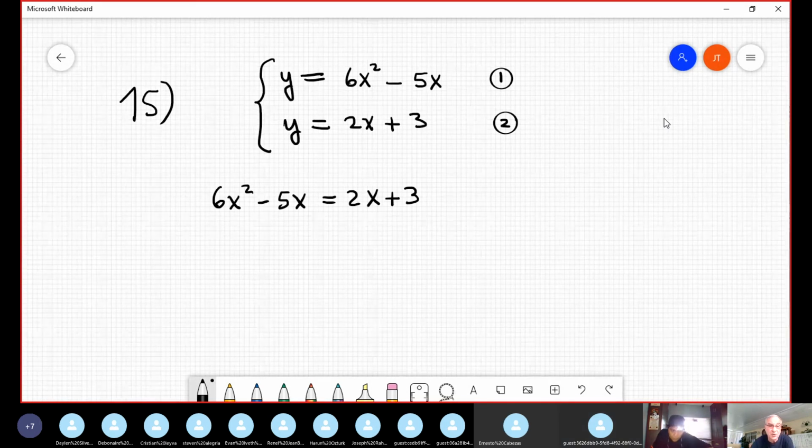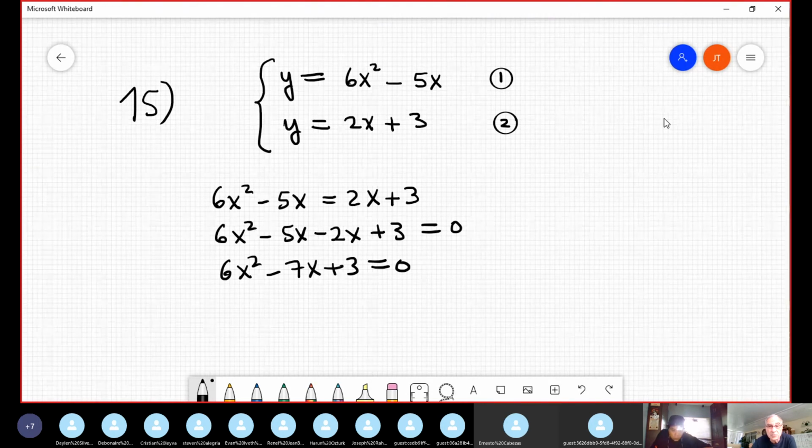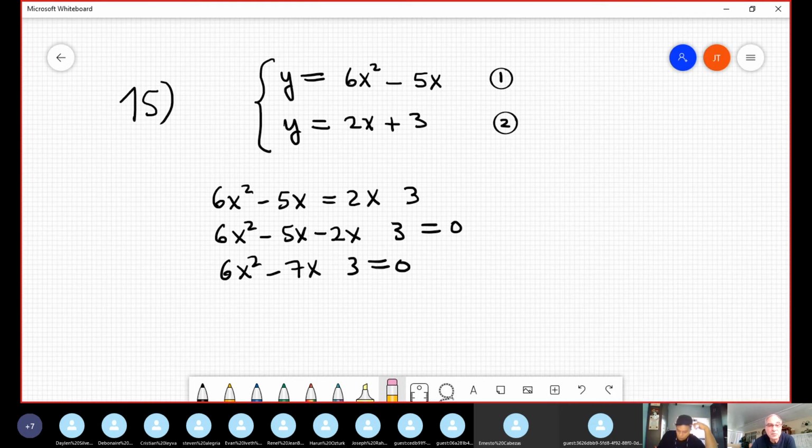Now we have an equation that contains only one variable, x. 6x squared minus 5x minus 2x plus 3 equals 0. Combine like terms: 7x plus 3 equals 0. Wait a second, did I do it well? No, I didn't. Look, this is minus. Thank you, Christian. Christian says it's minus, professor. When I move this term, it's positive here, but now it's negative, and this is my equation.